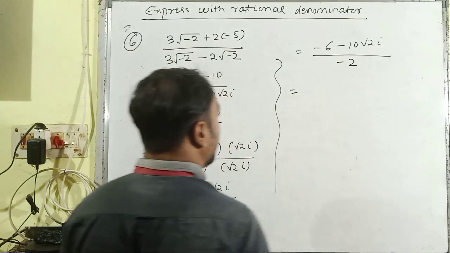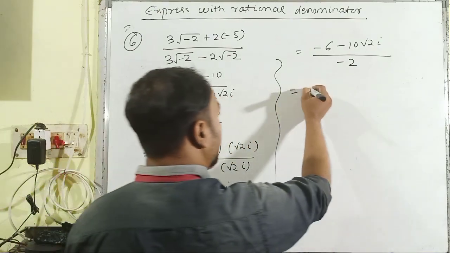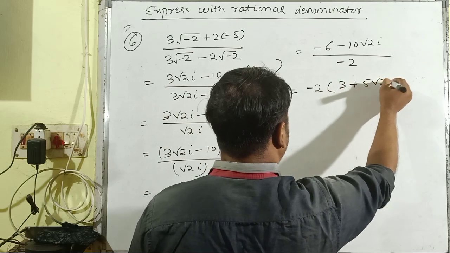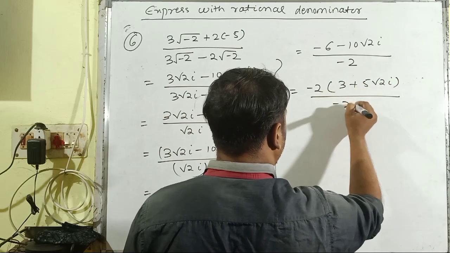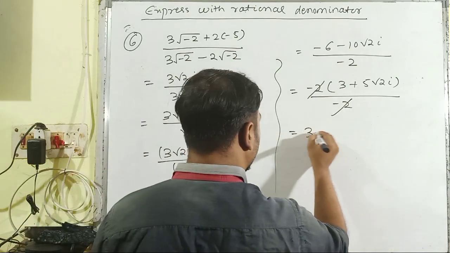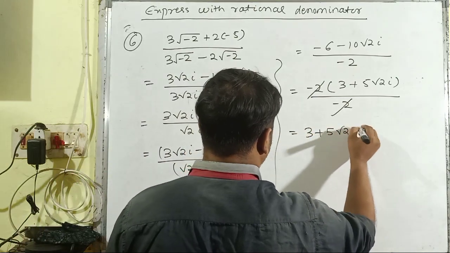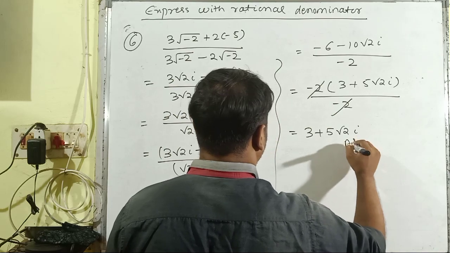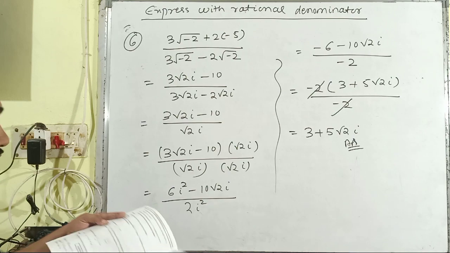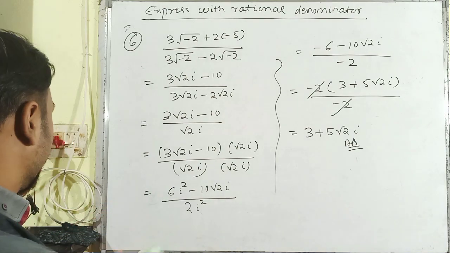Let us take a common -2 from the numerator, so that we get (3 + 5√2 i) divided by -2. Cancelling both of the -2 from numerator and denominator, we have 3 + 5√2 i. And here is the answer for the 6th problem. Then let us move to number 7.